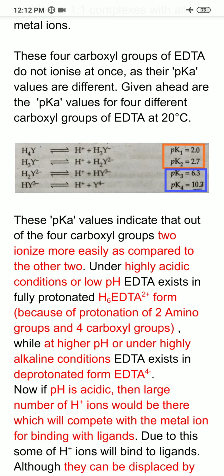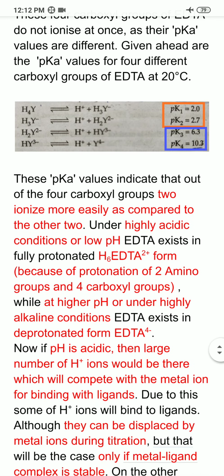But if we see the pKa values for the next 2 protons, the third and fourth proton, then their values are 6.3 and 10.3. So these are high. It means if for these 2 protons pKa values are high, then I can say that their dissociation constant Ka would be less. It means they are difficult to remove. That's why I told you initially that these 4 protons do not ionize at once.